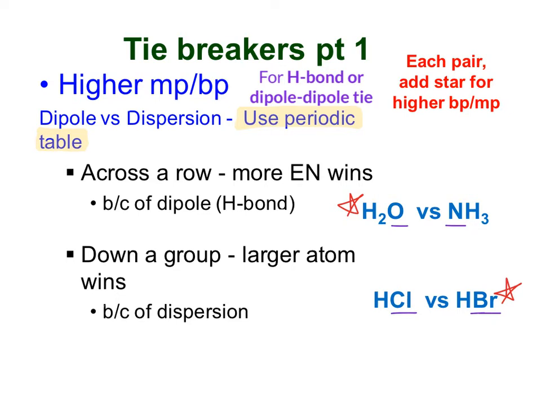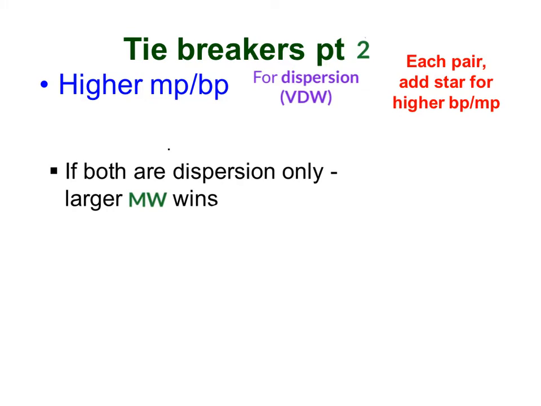So let's look at that. It's a similar idea. If both of the molecules are dispersion only, they don't have any dipoles or anything, then that just means the larger molecular weight wins. This is actually for the same reason: the larger molecule has more surface area for dispersion.